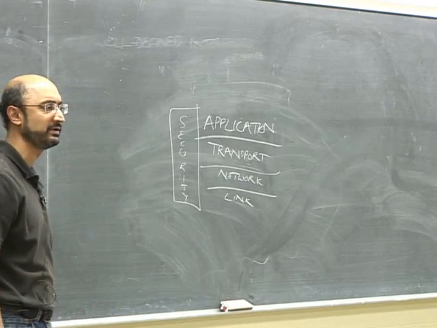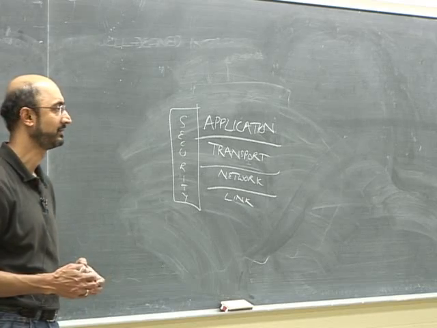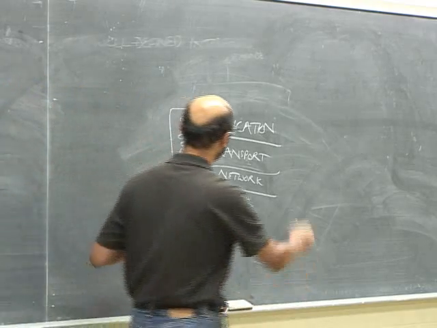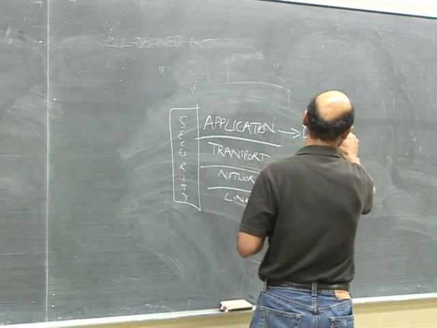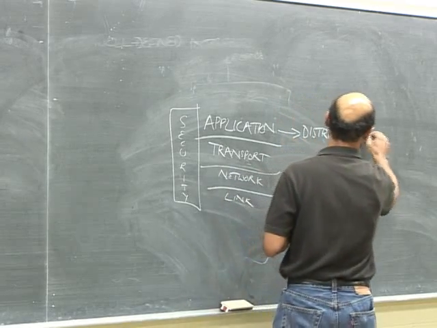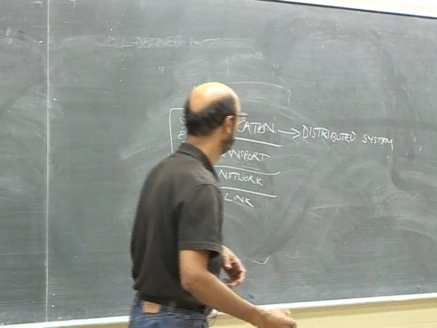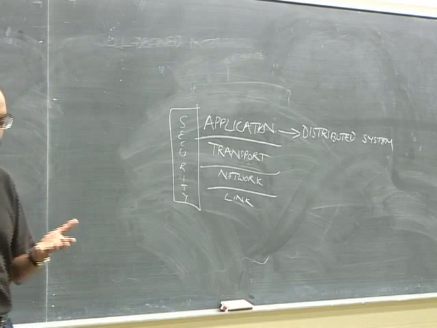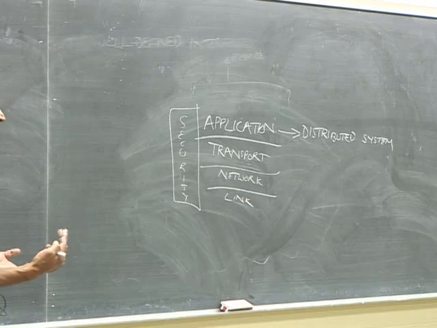Where would a distributed system fit in? Where would that fit in? Yeah, application layer. So that's right. Distributed systems are pretty much always implemented at the application layer. And we've already studied some of them. BitTorrent is an example. DNS is an example.